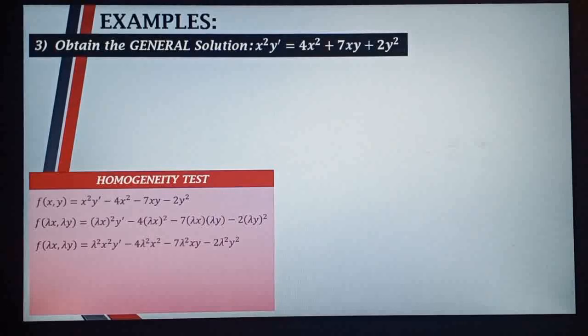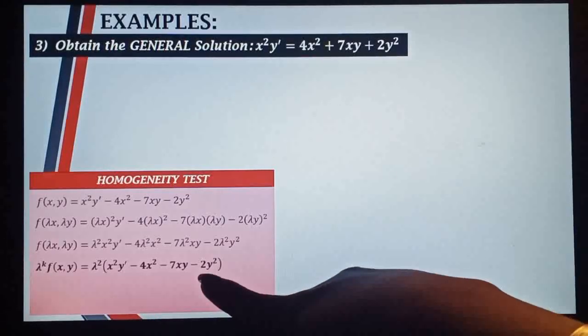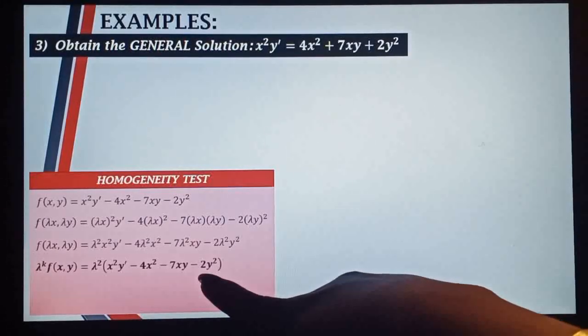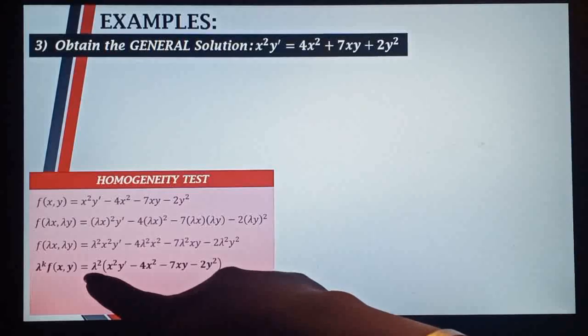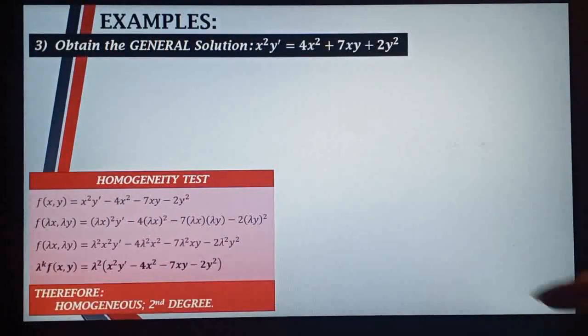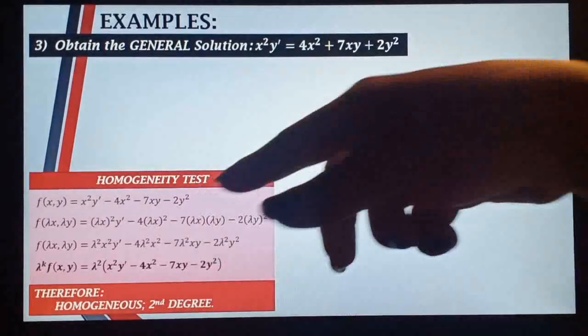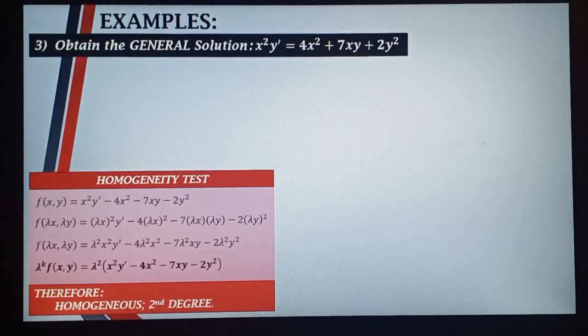So, lahat ng terms, you will notice na meron silang lambda squared. So, pwede nating i-factor out si lambda squared. Then, mapapalabas mo ngayon yung original equation natin, which is x squared y prime minus 4x squared minus 7xy minus 2y squared, then multiplied to lambda raised to k, which is lambda squared. So, this is homogeneous in second degree. So, we need to perform the solution of the homogeneous equation.